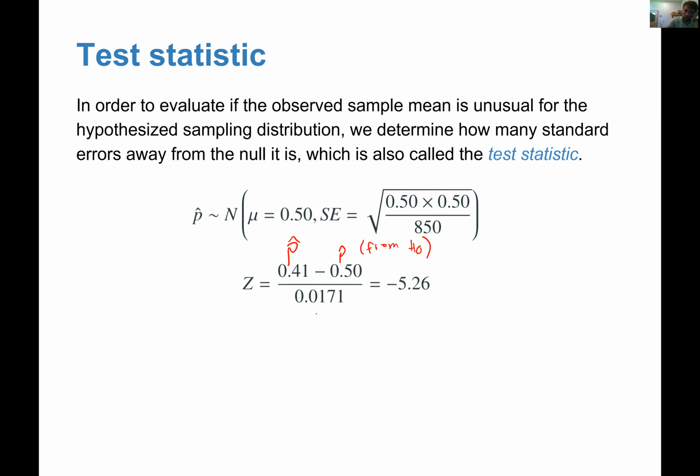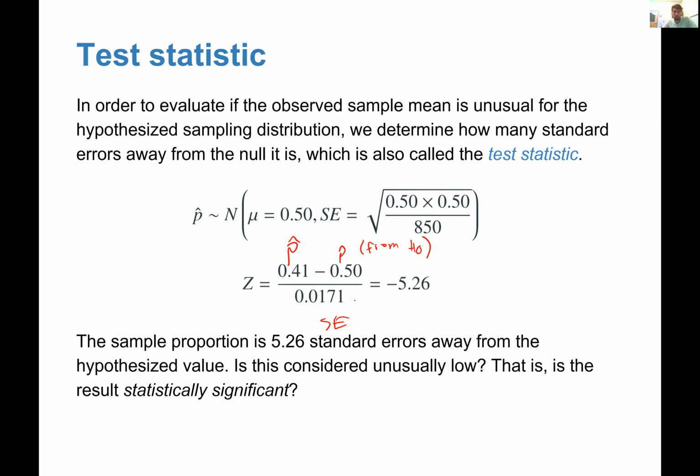And then over here is standard error, which is different in every situation. For the situation where you have one variable categorical data, it is this equation. Okay, so we compute z, and same proportion, it's 5.26 standard errors away. Okay, so is that low? How do we know how low it is? All right, so we just use the table in the back of our book or software to calculate the probability of being that far away.